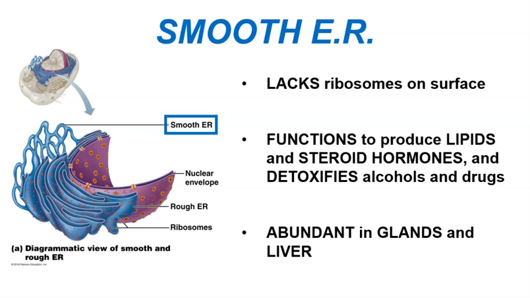So for these reasons, smooth endoplasmic reticulum tends to be really abundant in certain endocrine glands, such as the ovaries and the testes, where they produce steroid sex hormones. And in addition, they're also abundant in the liver because we see that the liver functions to cleanse the blood of things like alcohols and drugs that have been ingested.